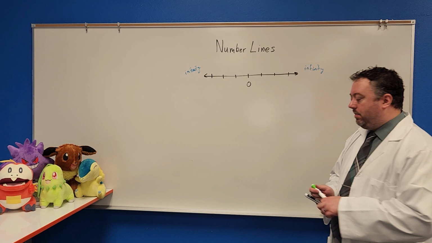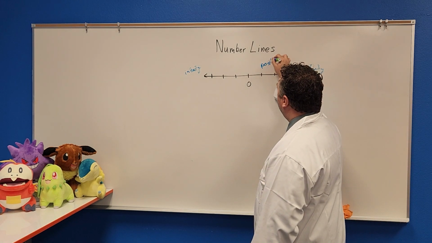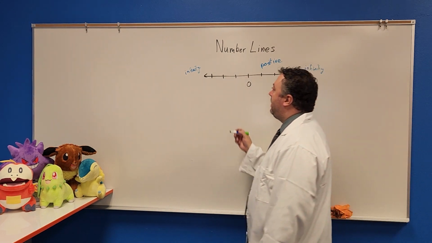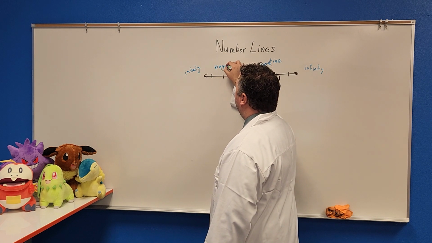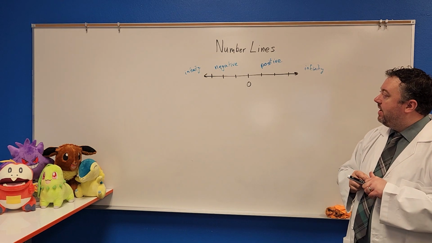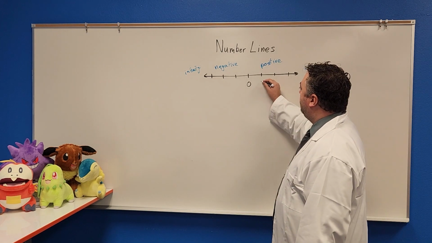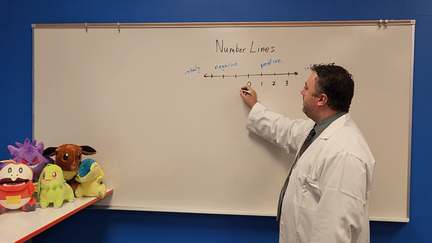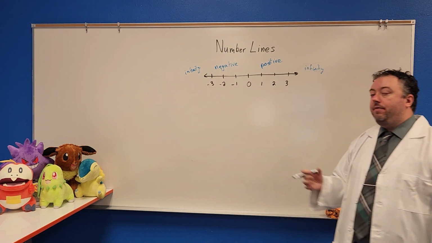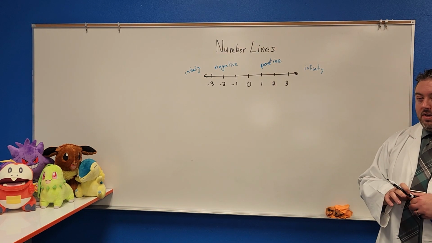On one side of the number line, you have the positive direction. On the other side of the number line, you have the negative direction. And on a standard number line, to the right of 0, we'll do like 1, 2, 3, and to the left of 0, -1, -2, -3. And this is a very standard number line. However, it is not the only number line.